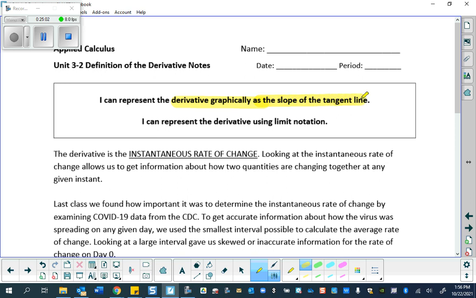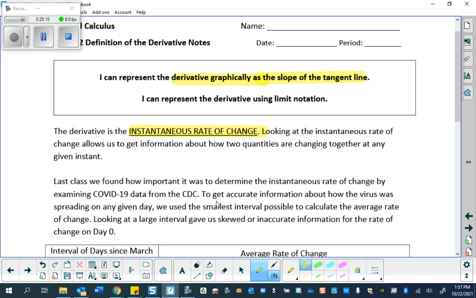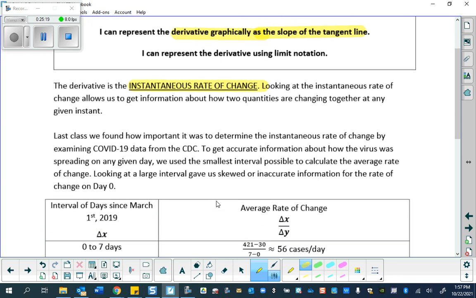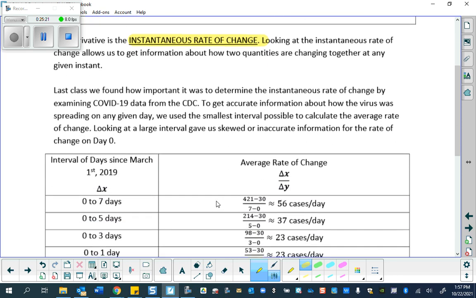Hey, that's what ends up happening when we're talking about our derivatives. It's the slope of the tangent line. So the derivative is our instantaneous rate of change. And when we can look at that instantaneous rate of change, we get information about how the two quantities are changing together at any given instant. So last class we went back and looked at that data for the CDC and COVID-19, and we tried to look at how the virus was spreading.